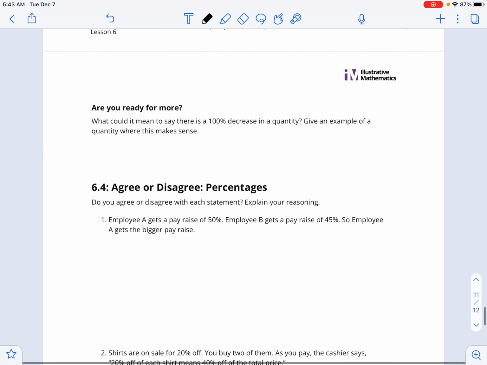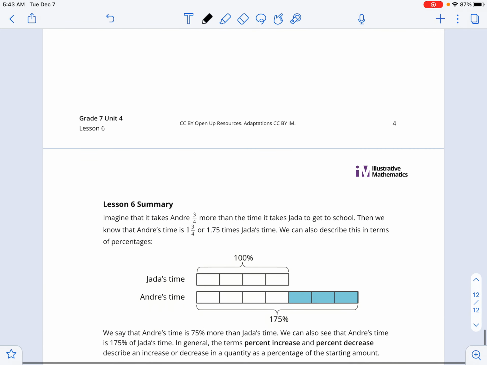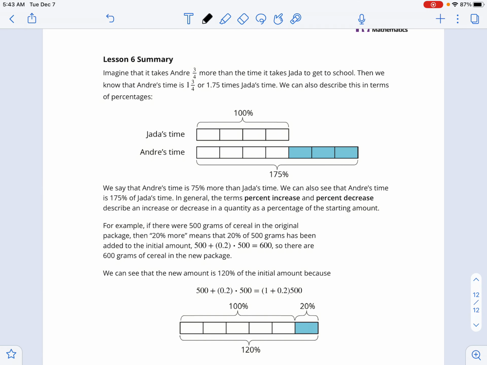You don't even have this page on your ClassKick. I took it out to have you skip it, but you do have the lesson summary. This will be a helpful example for your exit ticket. This situation says, imagine that it takes Andre 3/4 more of the time that it takes Jada to get to school. We know that Andre's time is 1 3/4 times Jada's time, but we can also describe this in terms of percentages. Notice how Andre's time is 75% higher than Jada's, and so his tape diagram has 3 extra boxes, given that each box represents 25%.